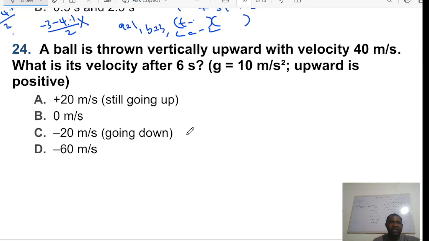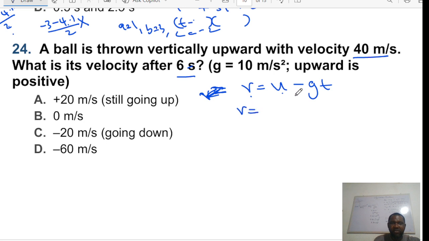Okay, the next one says a ball is thrown vertically upwards with velocity 40 meters per second. What is the velocity after 6 seconds? You see, we want to know the velocity after 6 seconds, and we know the initial velocity already. And this is quite easy because we are going to say v is equal to u minus gt. This is the best formula to use.